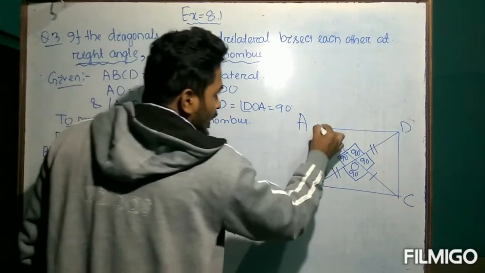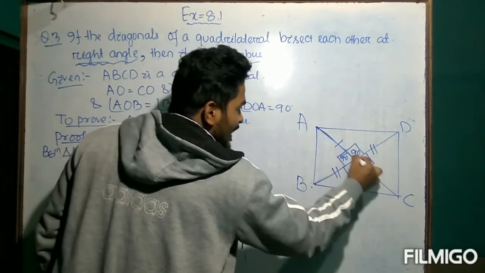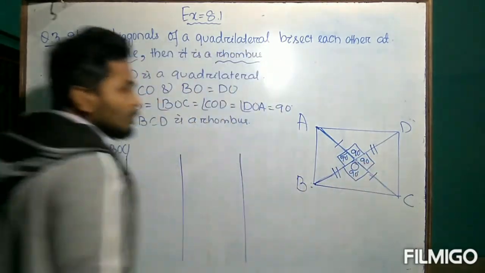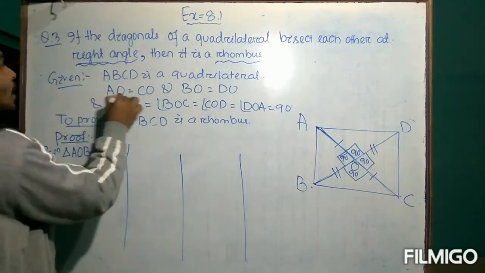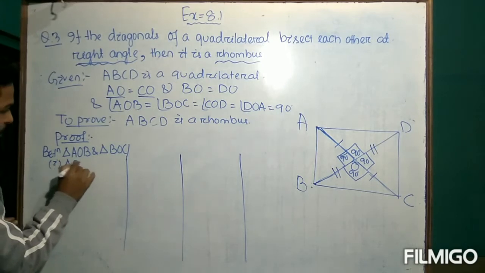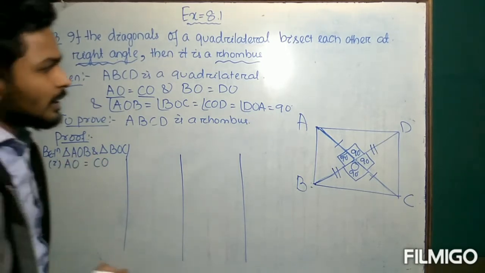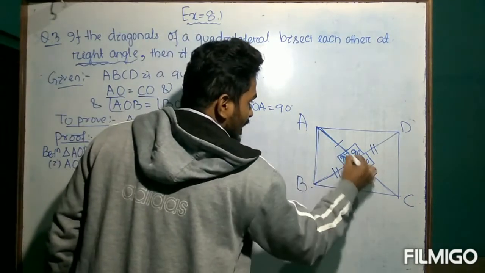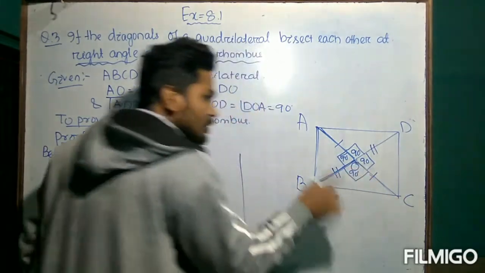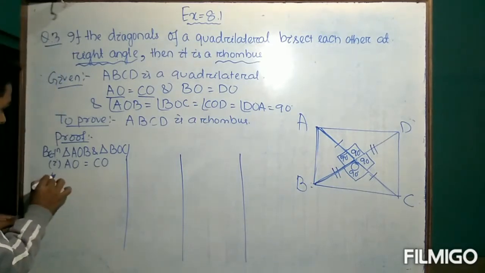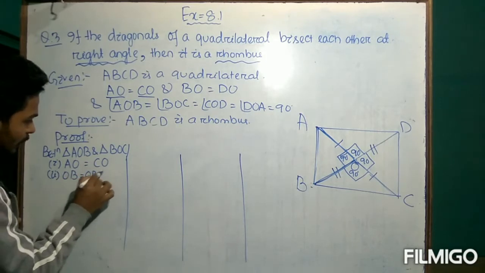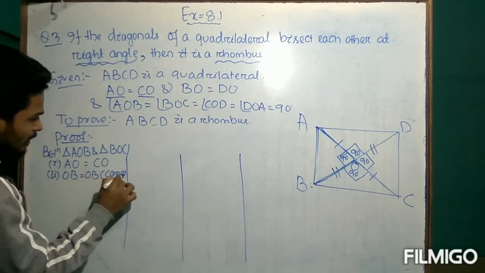See, in triangle AOB, this side AO is equal to, in triangle BOC, this side CO, because it is already given AO is equal to CO. So we can write AO is equal to CO. Second, for triangle AOB, OB is a side, and for triangle BOC, OB is also a side. So OB is the common side to both triangles.